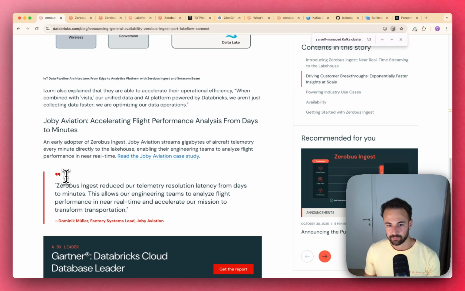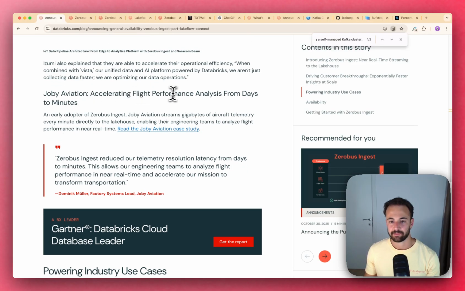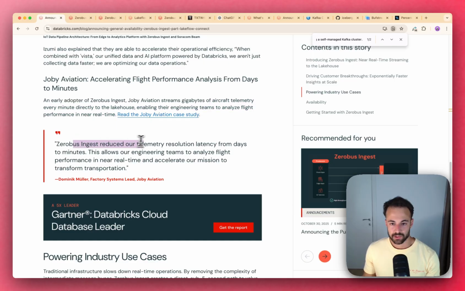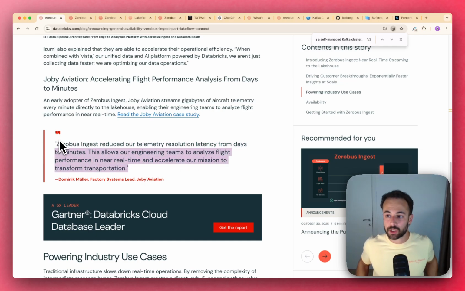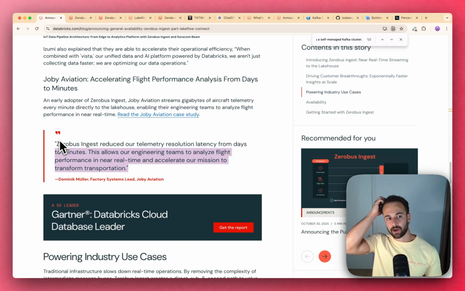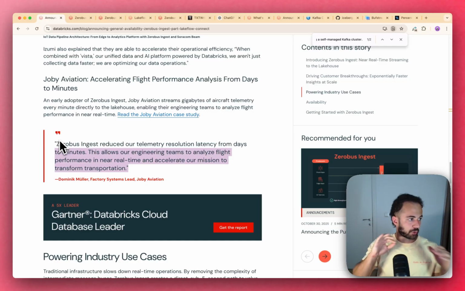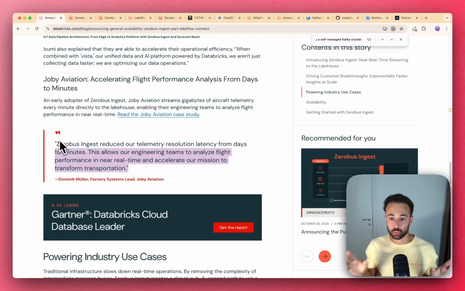Okay. And then some aviation company, accelerating flight performance analysis from days to minutes. An early adopter, they are streaming gigabytes of aircraft telemetry every minute directly to a lakehouse, enabling their engineering teams to analyze flight performance in near real time. There's some case study here. It reduced our telemetry resolution latency from days to minutes, allows our engineering teams to analyze flight performance in near real time, and accelerate our mission to transform operation. I think this is a fit here as well. If you have an aviation company and you have flights everywhere, and you want to provide, let's say, your internal team with some dashboard to open and analyze what the flights are doing and what they have done.